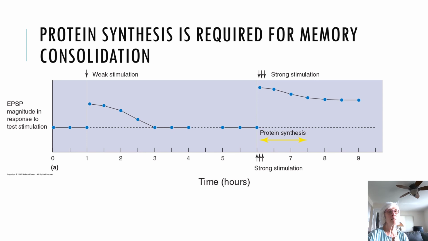What we see in this slide is over time, we see a weak stimulation near the left side of the graph, and that produces a long-term potentiation that after a couple of hours drifts back toward baseline. At hour 6, we're going to follow that with a very strong stimulation. And now we have long-term potentiation, greater EPSP magnitude in response, and that lasts for several hours as a result of the protein synthesis that is occurring immediately after this strong stimulation.